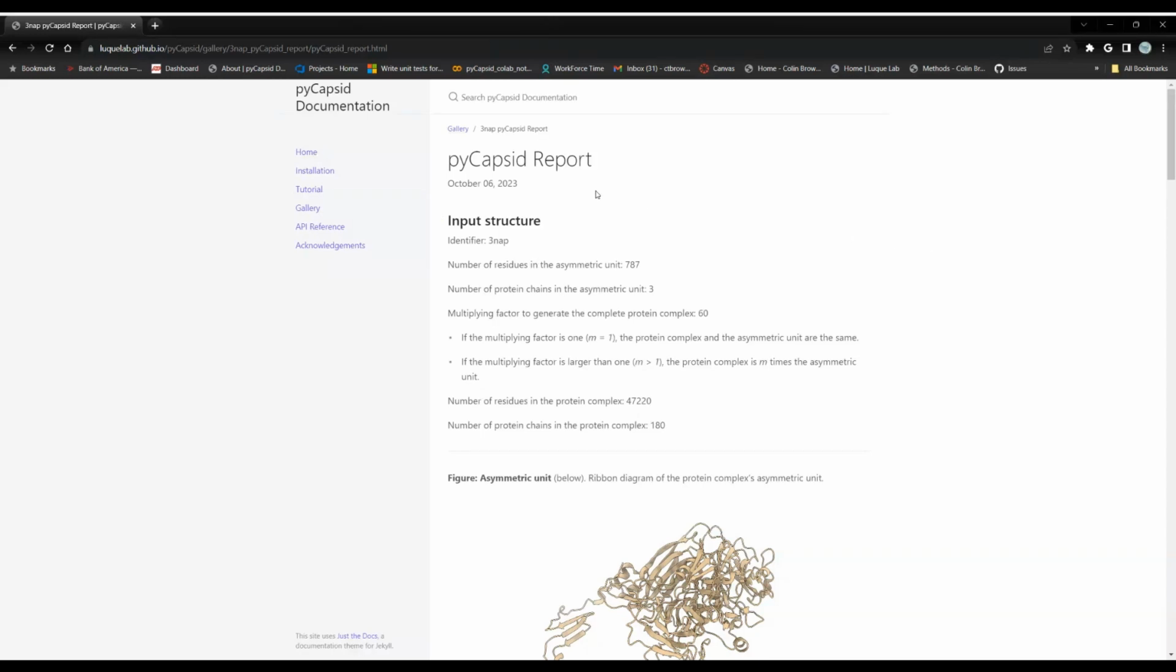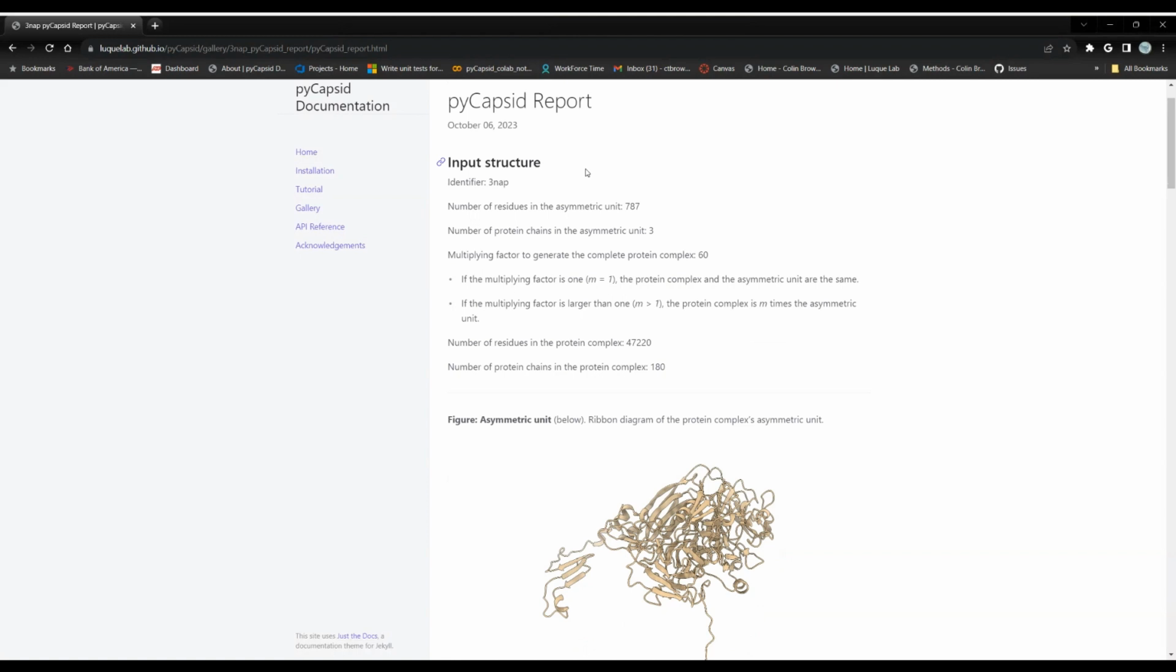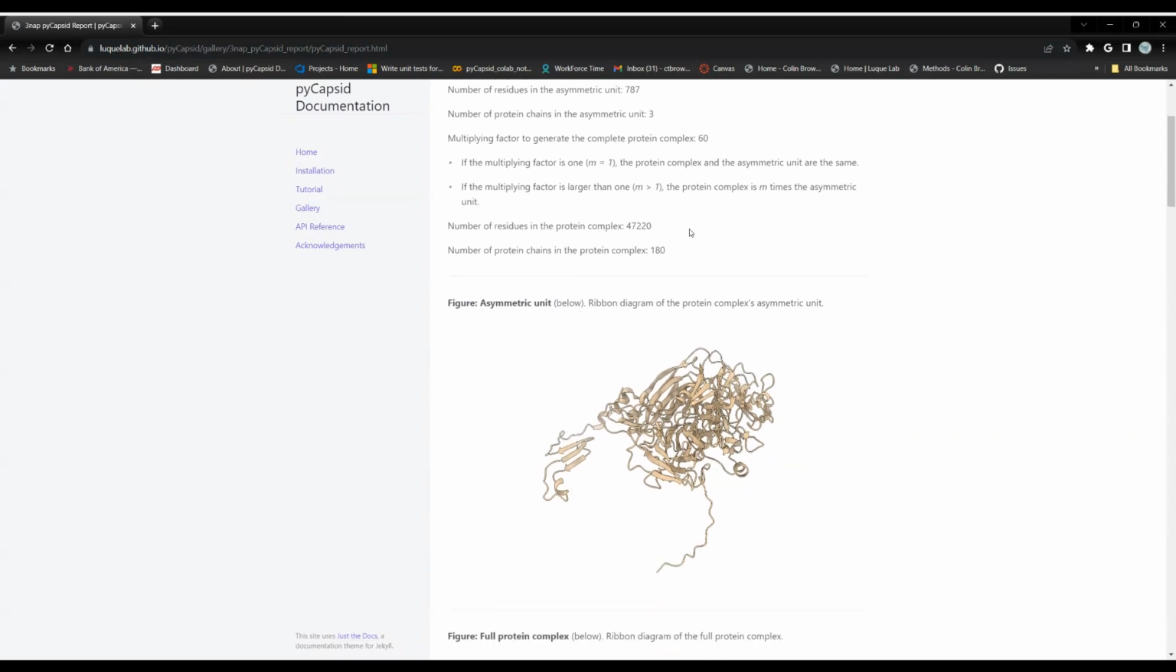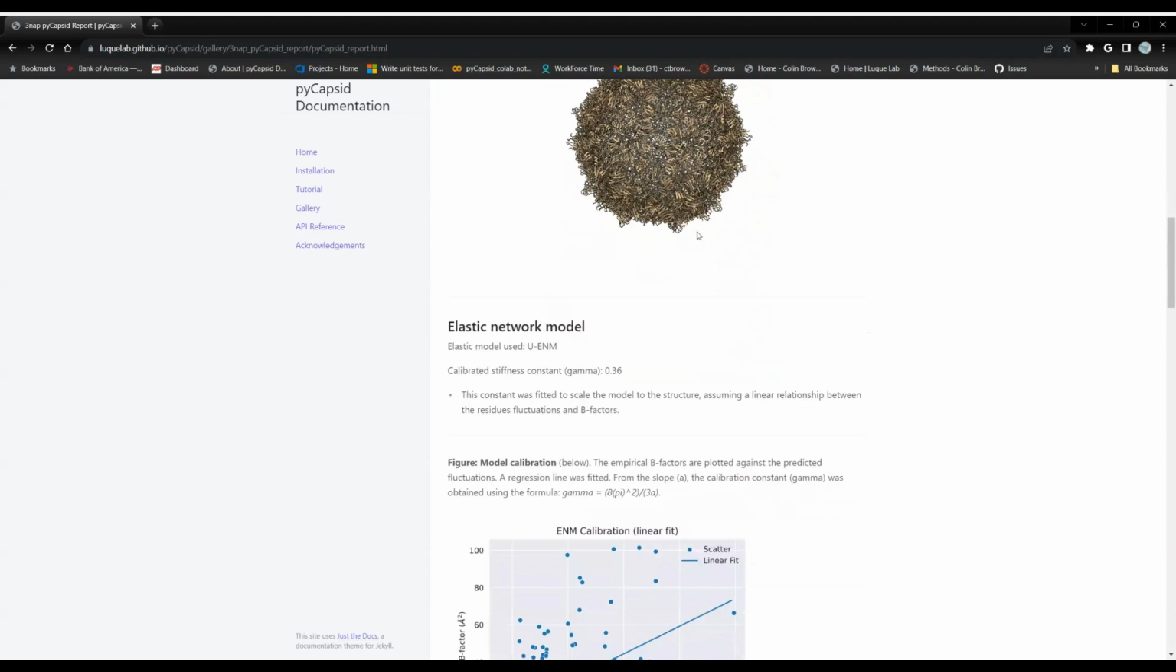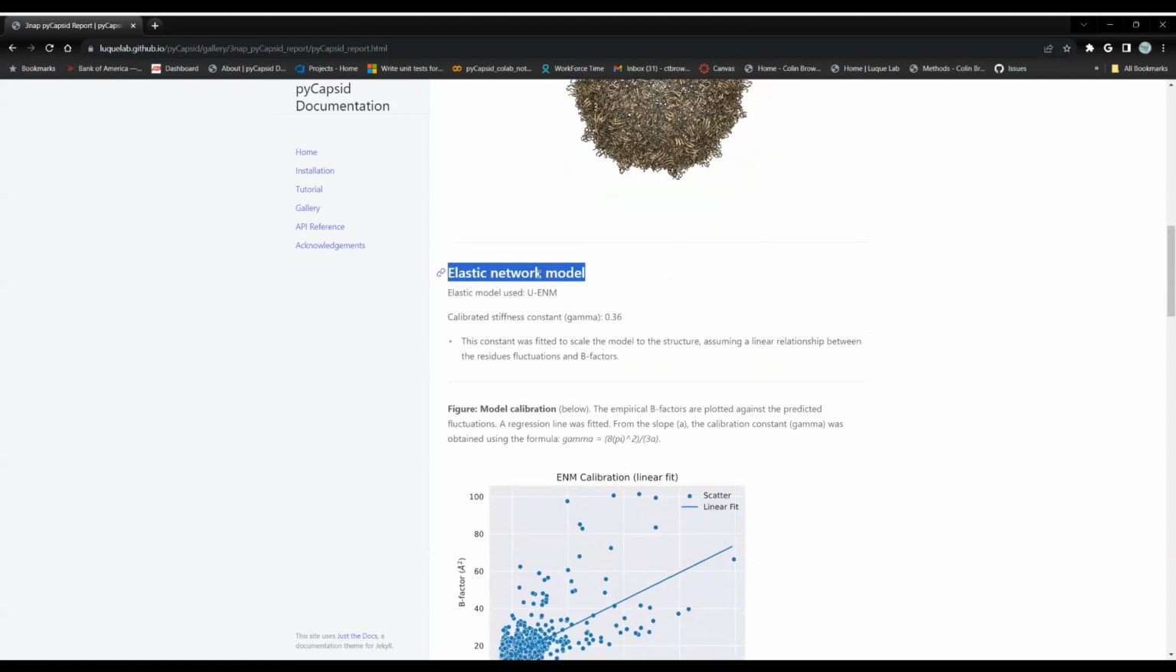This is a sample report summarizing pyCapsid's results. This section provides the details of the molecular structure, including the number of residues, chain information, assembly information, and images of the structure. This section describes the model used.